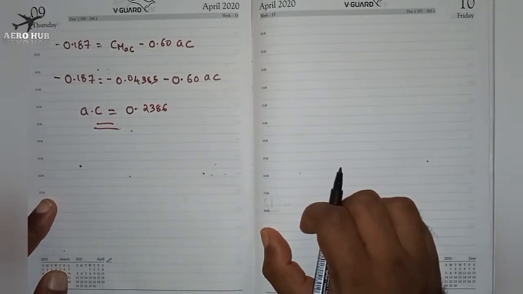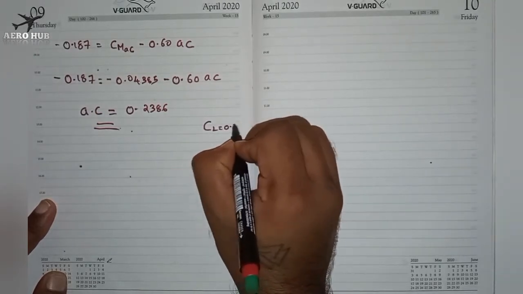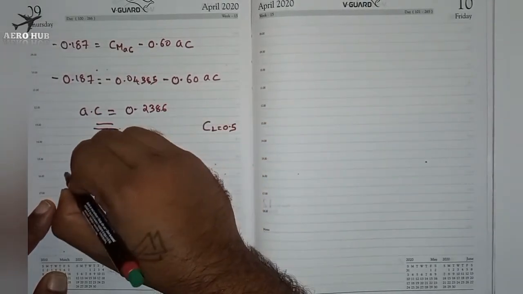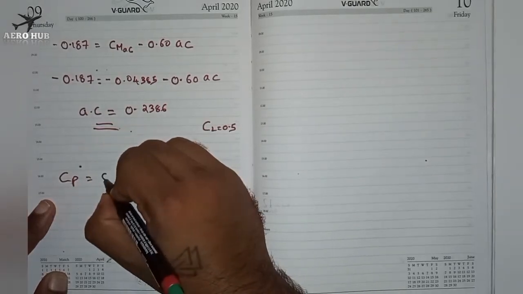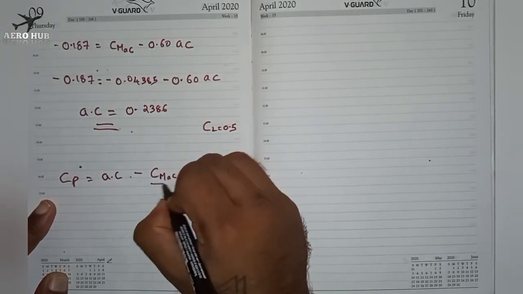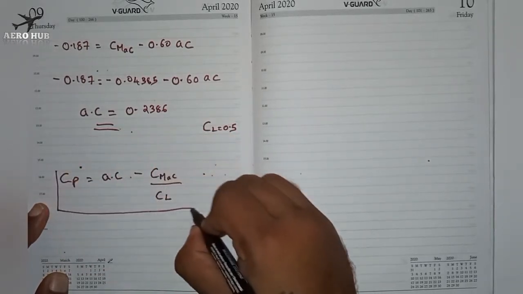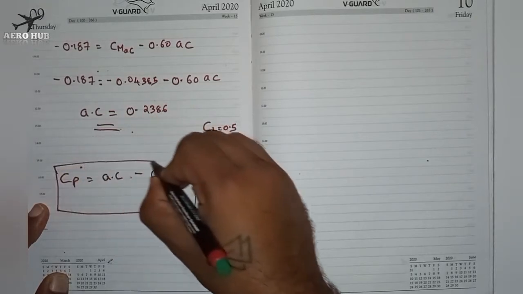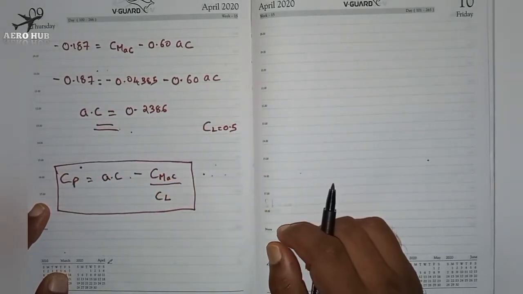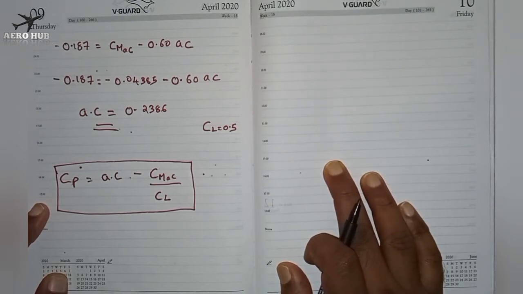Now they are asking to find out the value of CP at CL equal to 0.5. So I have one more equation. CP is equal to aerodynamic center minus CMAC divided by CL. This is an important equation in flight mechanics. CP is equal to AC minus CMAC divided by CL. And you have to understand that the position of center of pressure will always be varying, and the position of aerodynamic center is always a constant.